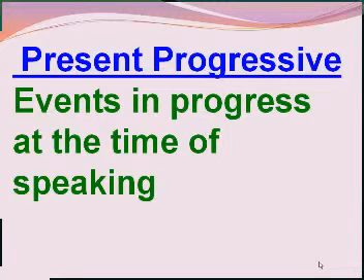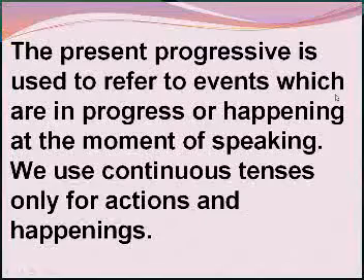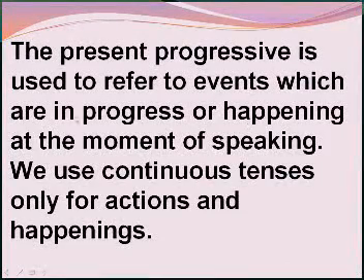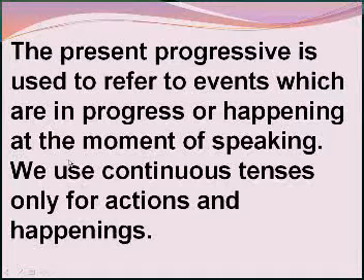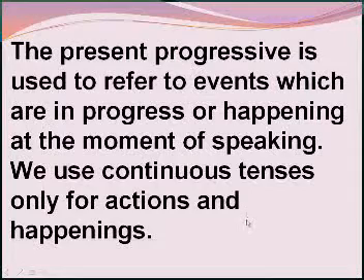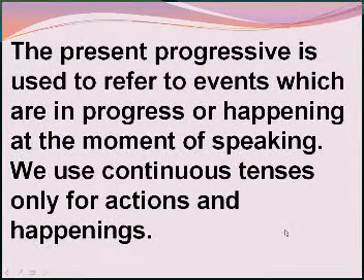As for the present progressive, we have something different here. Events in progress at the time of speaking are referred to when we use that tense. Events in progress, I mean events that are happening at the time of speaking. The present progressive is used to refer to events which are in progress or happening at the moment of speaking. We use continuous tenses only for actions and happenings.